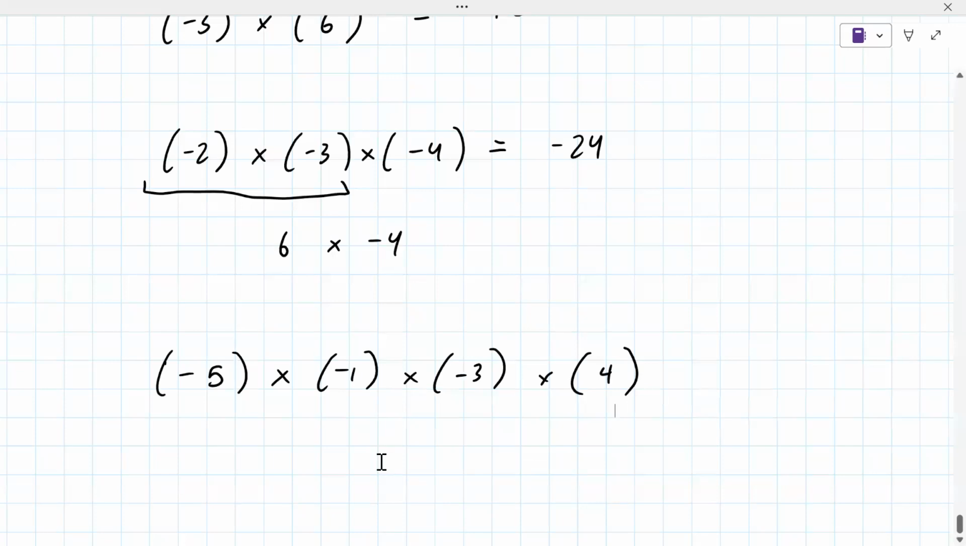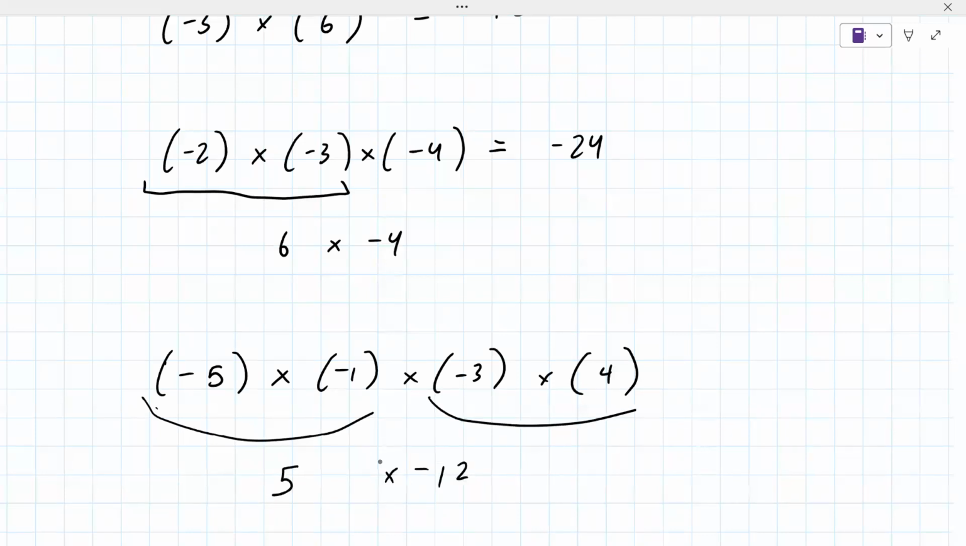All right, we do have to close out here. So -5 times -1 is 5, and -3 times 4 is -12. Yep. 5 times -12 is -60. -60. So we'll pick up here on Thursday with more of the same. You're doing great here.